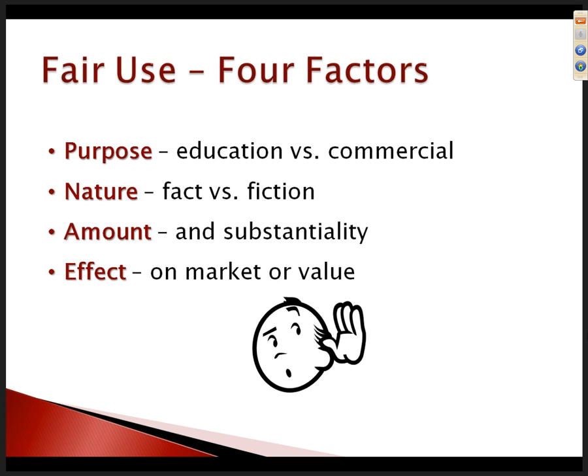The amount: small portions are favored over large chunks. The effect: what must be considered is the detrimental impact the unauthorized use of a work may have on the market value of the work. If the work is obscure or not commercially viable or available, unauthorized use has less of an impact, but no single factor is determinative. All 4 factors will be weighed and balanced.